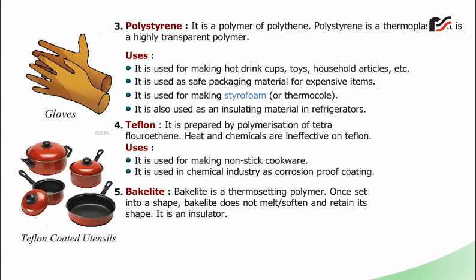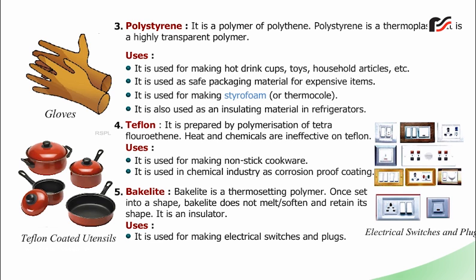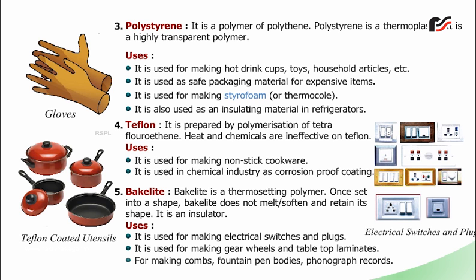Number 5, bakelite. Bakelite is a thermosetting polymer. Once set into a shape, bakelite does not melt or soften and retains its shape. It is an insulator. Uses. It is used for making electrical switches and plugs. It is used for making gear wheels and tabletop laminates, for making combs, fountain pen bodies, phonograph records.